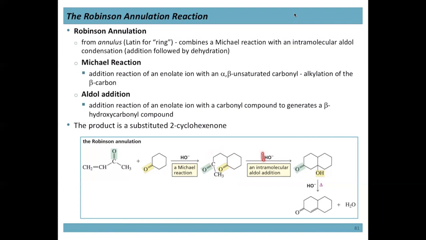And so if we add an OH minus, what we do is we form an enolate, kick those electrons up, we get the aldol product, and then we follow that up by the aldol condensation with some heat, and we get this cyclohexenone. And that is the product of a Robinson annulation. This is a cyclohexenone.